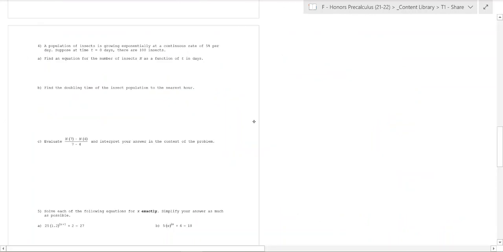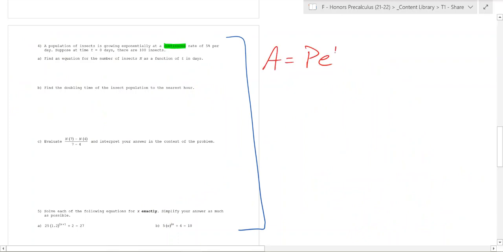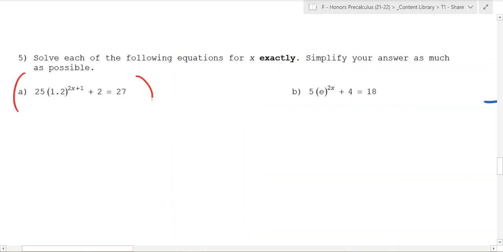So in this next problem, you're doing something very similar, but it's growing at a continuous rate. So instead, you're going to start with A equals PE to the KT and do the same type of work we just did, but with the continuous interest. And if you need practice at the end here, there are some great questions where all you're doing is trying to solve for x.